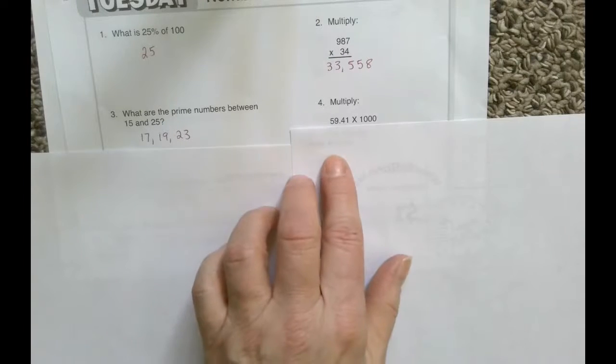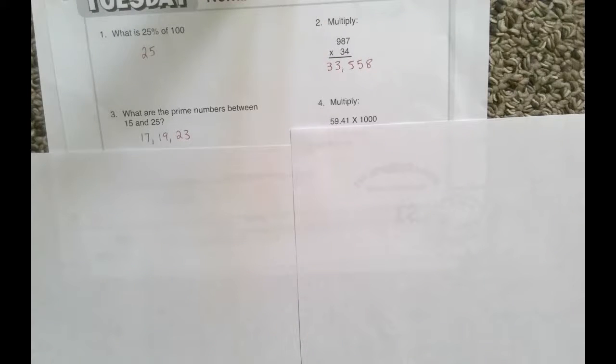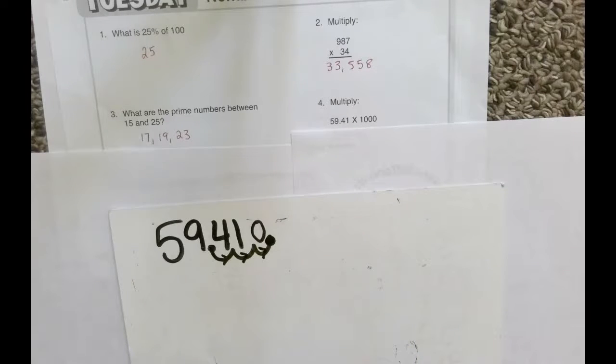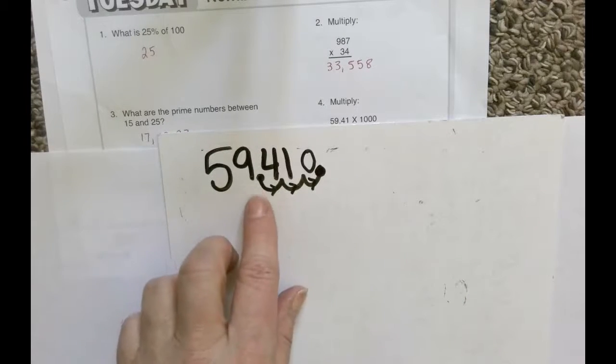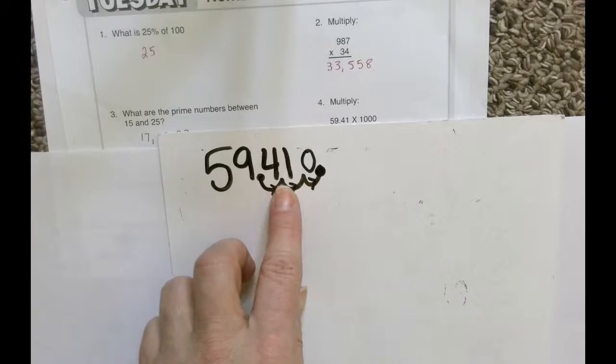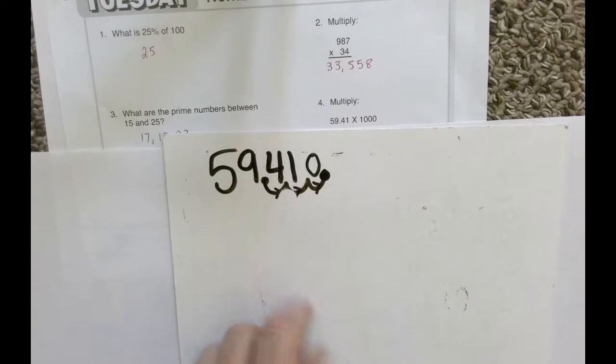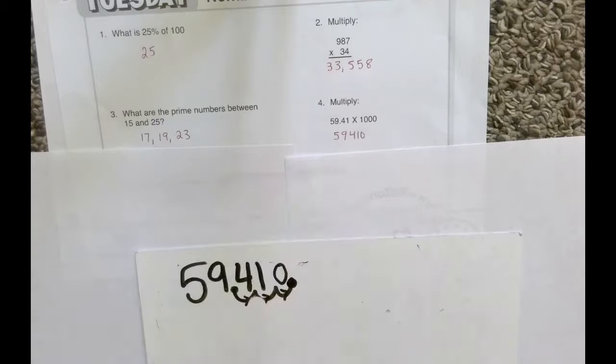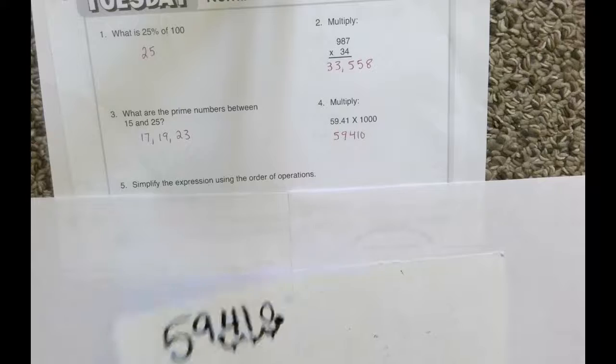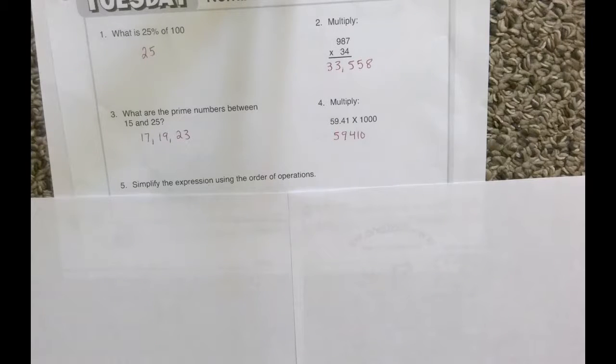Number 4, you had to multiply 59.41 times 1,000. So again, you could have just been moving your decimal, the number of spots that you had zeros. So 59.41 times 1,000, you're pulling that decimal over 3 spots. 1, 2, 3. And you put that 0 in the spot that doesn't have a digit. So 59,410.